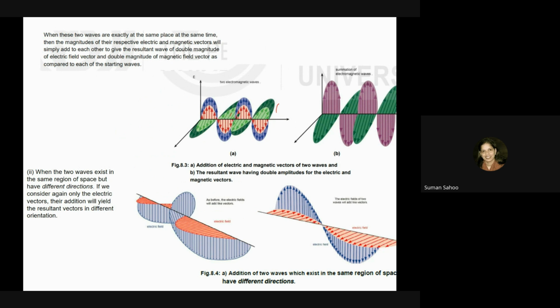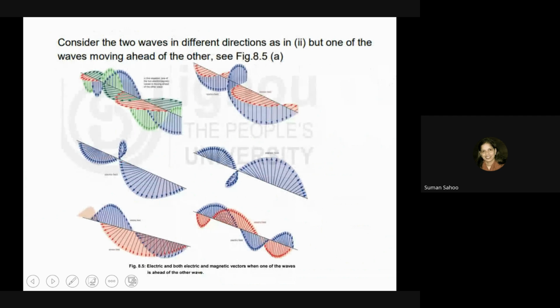Okay, so when two waves exist in the same region of space but have different directions, one is going like this, and another is going in a slightly different direction, so their addition will give different orientations. Next, suppose these two waves are in different directions, but one is moving ahead of the other. One is going fast, the other is going a bit slow. If this would be like that, then we would have this type of magnetic or electric vectors.